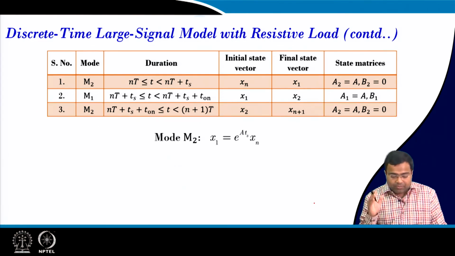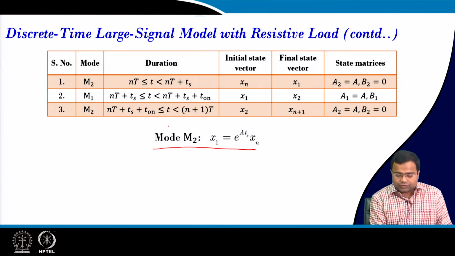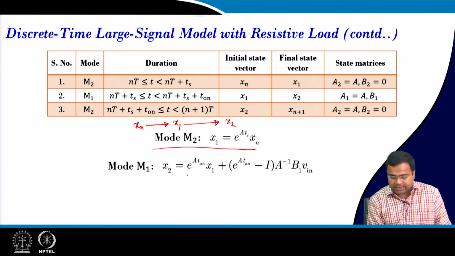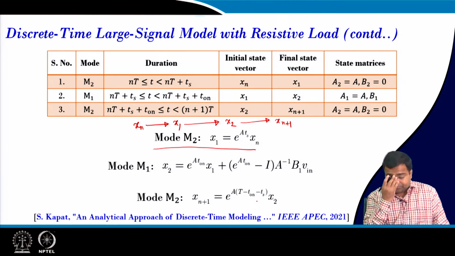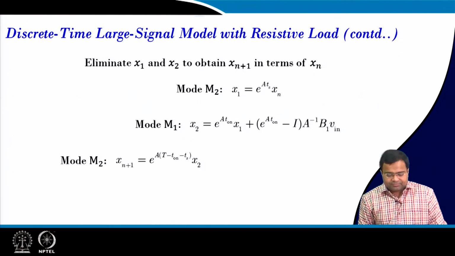So, now if you combine together mode 2, that means how it is propagated. Your propagation is Xn propagated to X1, it is here. Then mode 1, X1 propagates to X2, it is coming like this. Then mode 2, x2 propagates to xn plus 1. So, we will get xn plus 1 with detail, and you can get detailed process in this paper.